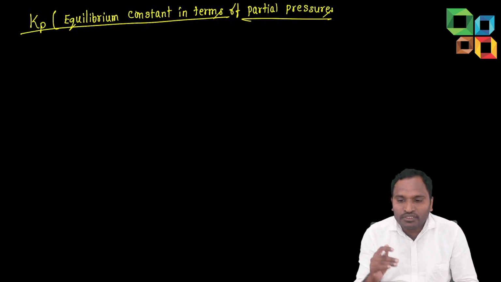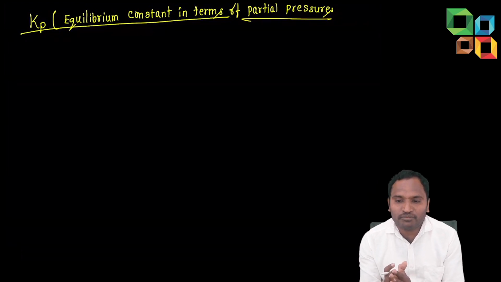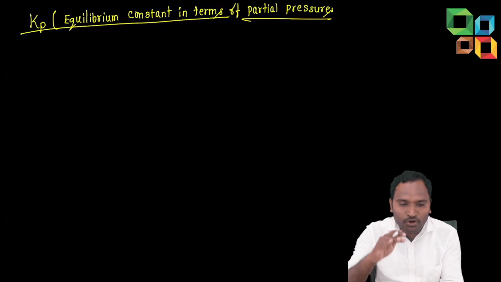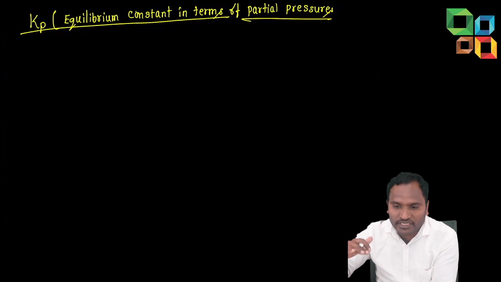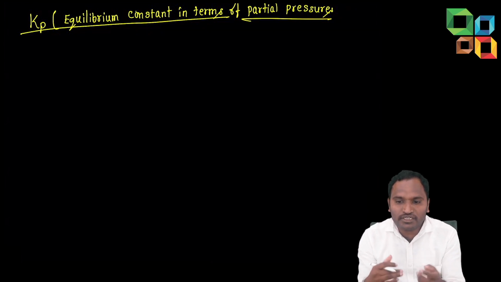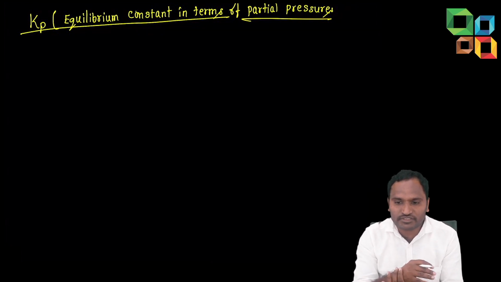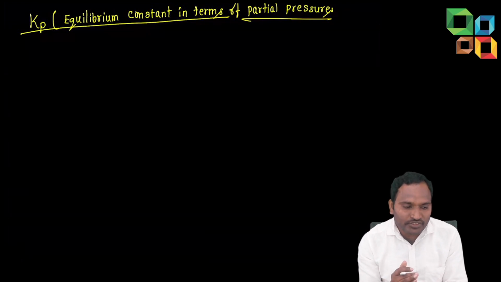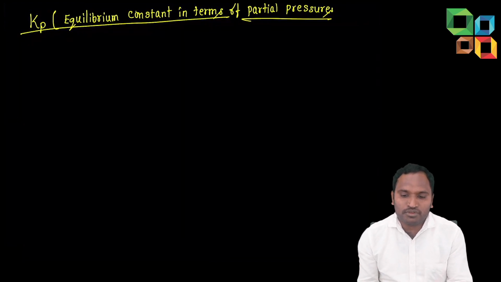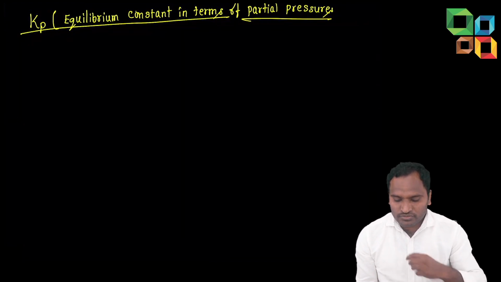So what they are doing, they are measuring the concentration of gases in terms of pressures. If they find an individual gas's pressure, that is called partial pressure: how much pressure a particular gas is exerting. So in terms of pressures, they are considering that more pressure means more concentration of the gas is there. So in terms of partial pressures, they are finding the equilibrium constant. That is only Kp.